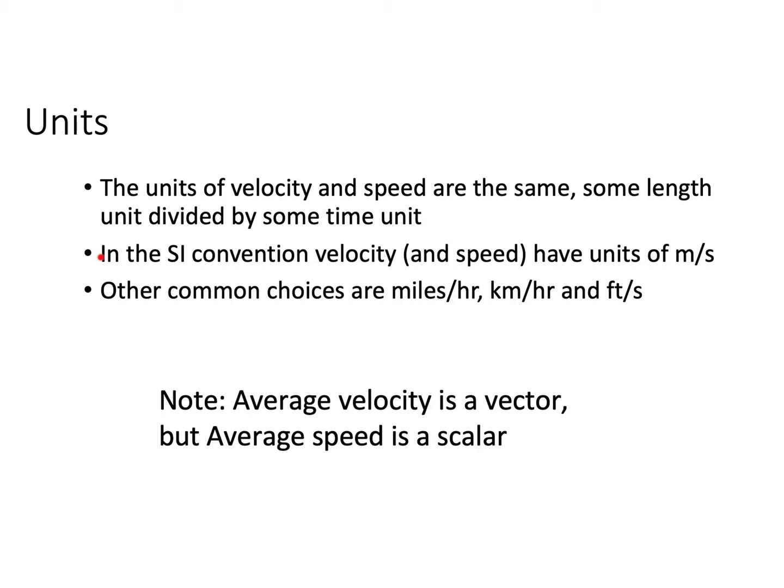Now, I have in here the SI convention, that's fancy words for the metric system. SI stands for Système International, which is French for the International System of Units. The SI convention is just the metric system. And so the speed that is usually recorded in the metric system is going to be meters divided by seconds, or meters per second. But there are lots of other common choices for velocity or speed. We can often see it in miles per hour or kilometers per hour, sometimes even feet per second. But in each of these cases, it's a distance divided by a time.